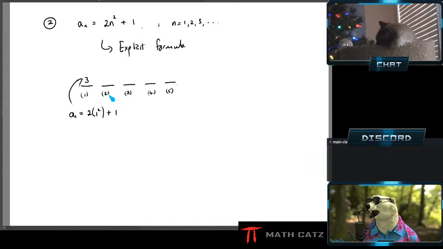Then next one, n is equal to 2. Plug that in there. n squared is 4 times 2 is 8 plus 1 is 9. Next one, n is equal to 3 for this one. Plug it in. 3 squared is 9 times 2 is 18 plus 1 is 19.